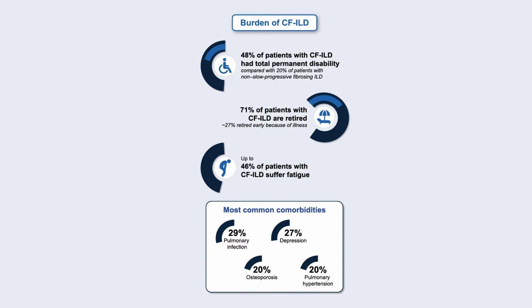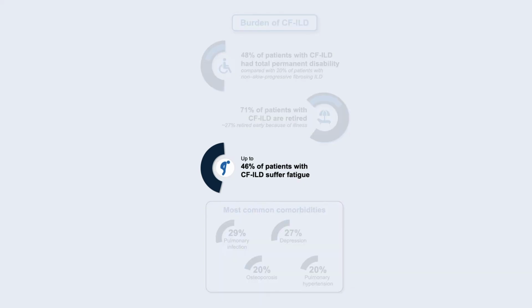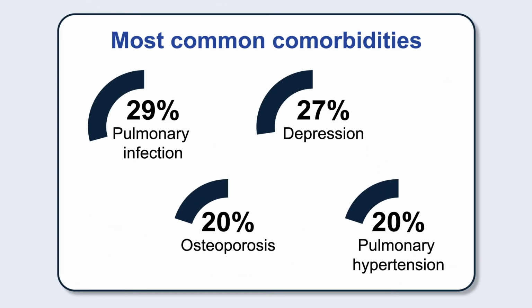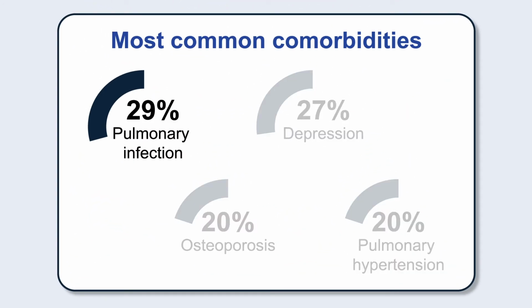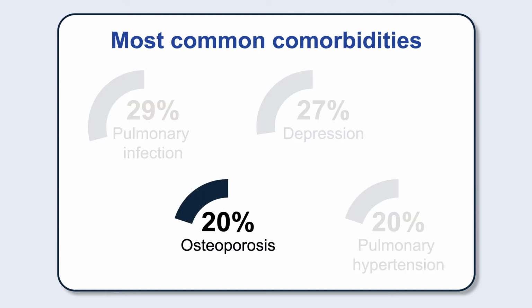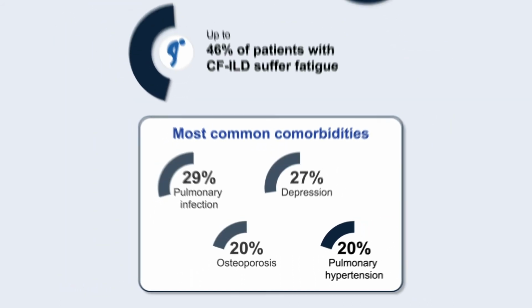Chronic fibrosing interstitial lung disease negatively impacts not only the patients, but also their unpaid caregivers' quality of life. I know this. My grandfather had an interstitial lung disease, and so it affects their quality of life. Up to 46% of these patients suffer fatigue. So you've got to think about how that's going to affect their partner or their family member's life, because it does. The most common comorbidities include pulmonary infection in 30%, depression in 27%, that's important, osteoporosis in 20%, and pulmonary hypertension.